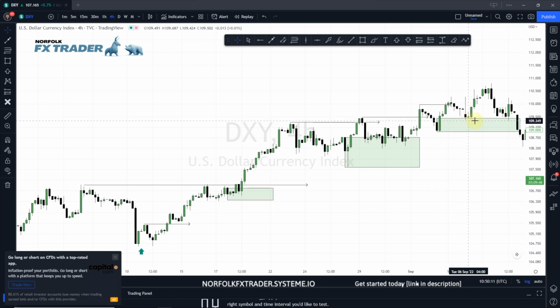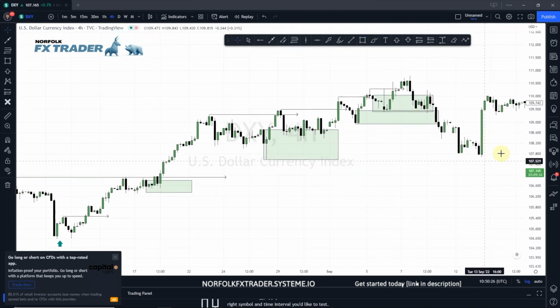We do come back, we have another rally up. Once again, there's another break of structure. Very hard candlestick to use for the area of demand, so we're probably looking at this whole zone, and eventually we can see we break through, removing that area of demand.